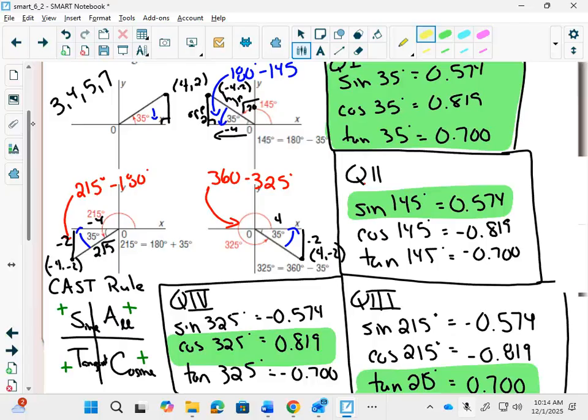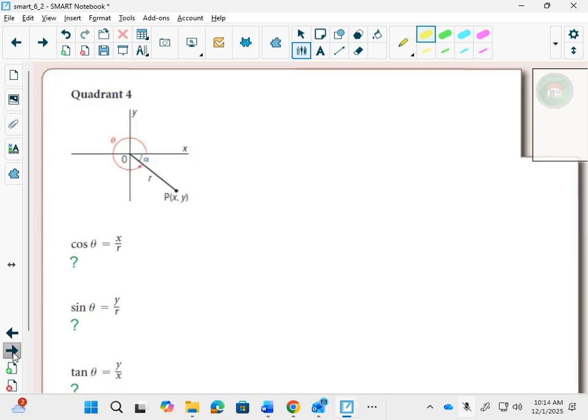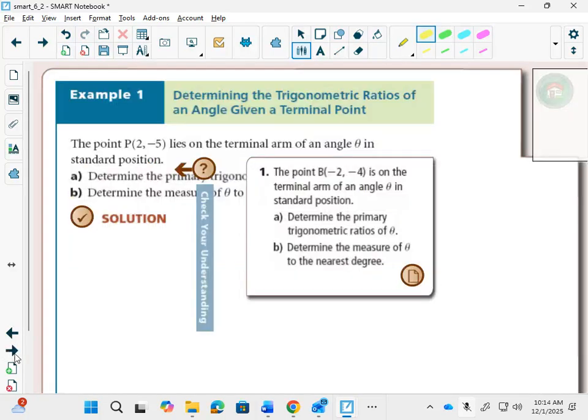But with this, we can do example 1 together.